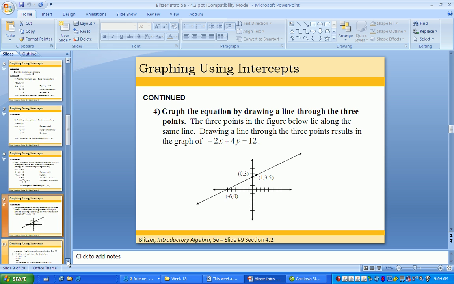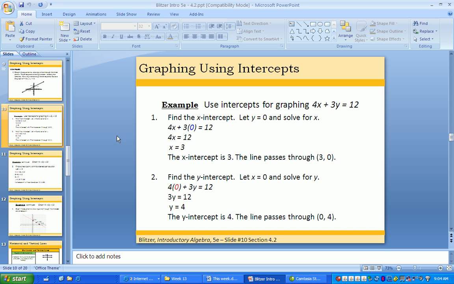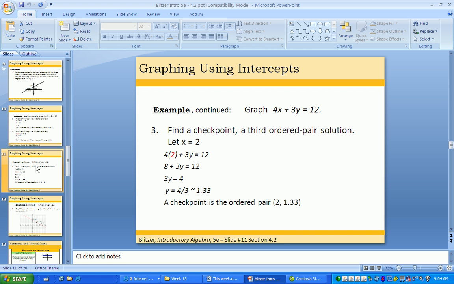We're going to do the same thing here. Use intercepts to graph this line. Remember, when we're finding the x-intercept, let y equal 0, and we get 3, 0. When we're finding the y-intercept, we let x equal 0, and we solve for y. We get 0, 4, so we have 2 points. The next thing, we would like to always do a checkpoint. So we can set x equal to 2, and that was kind of just an arbitrary number.